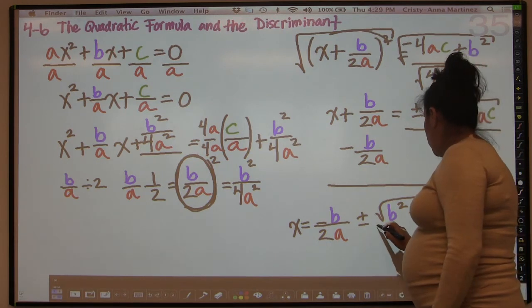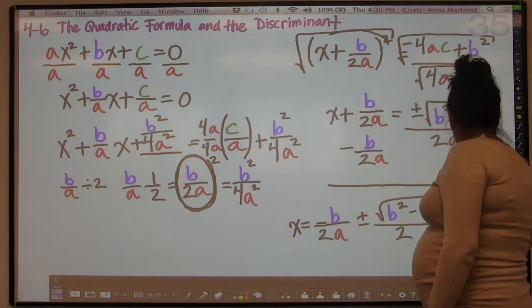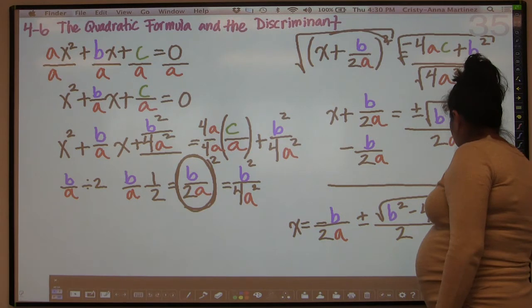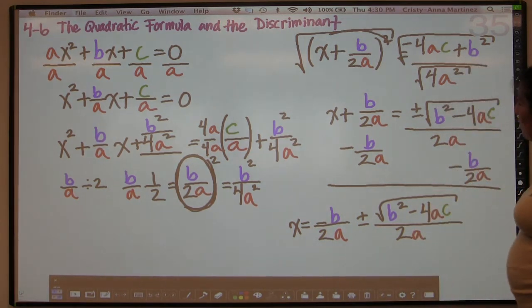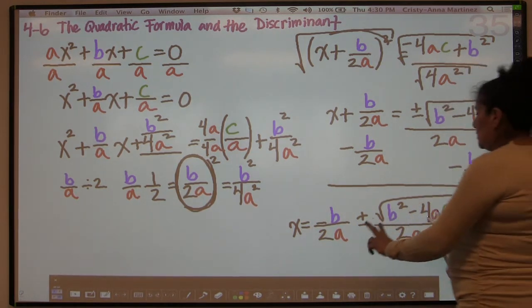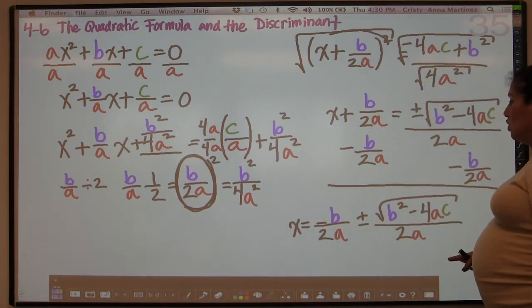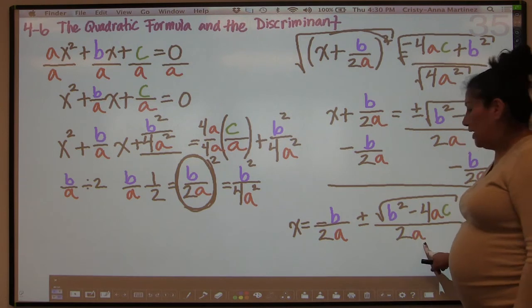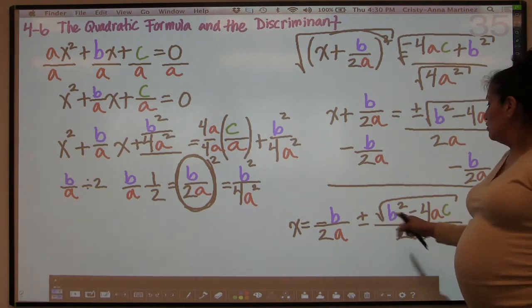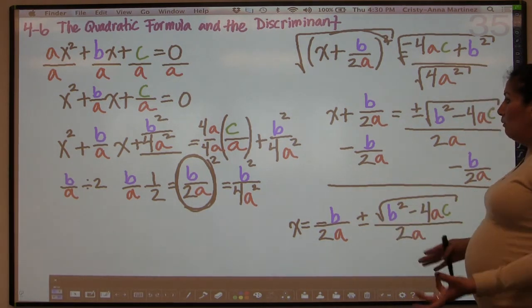All divided by 2a. And now what you should notice is that both of these, again, we have a fraction adding a fraction. And now what's cool about it, though, is that you have the same denominator. So we can actually combine these two fractions into one, and then that will be our final answer.